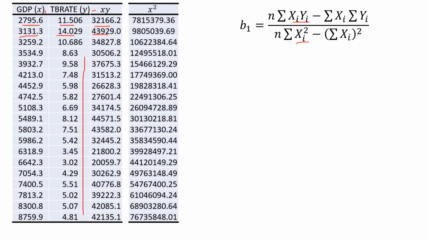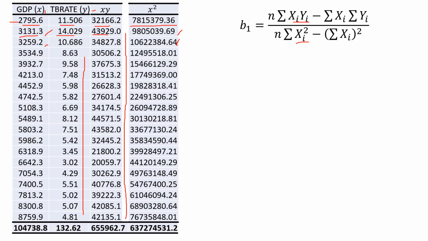So we square the values of x. These are the values of x. Square 2795.6, you get this value. Square 31.3, and you'll get this. Square 3259.2, and you get this. You can get all these values using your calculator. Then add all of them. Okay, and when you add them, this is the result that you get.